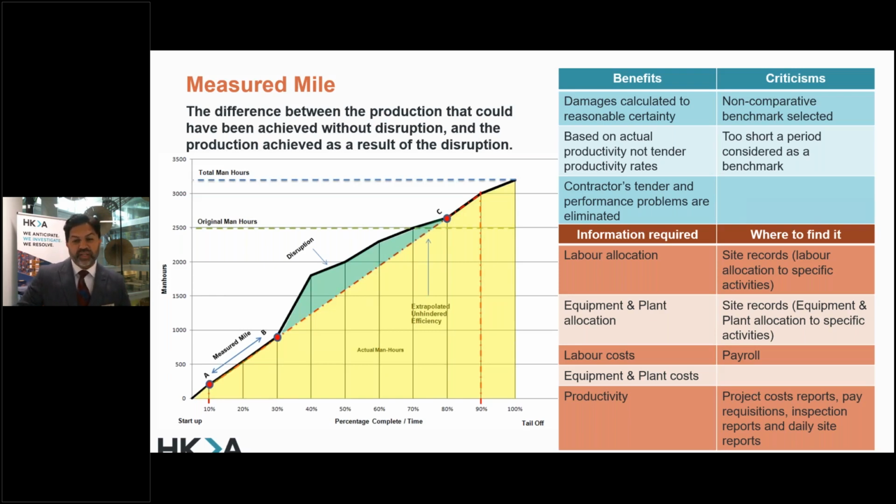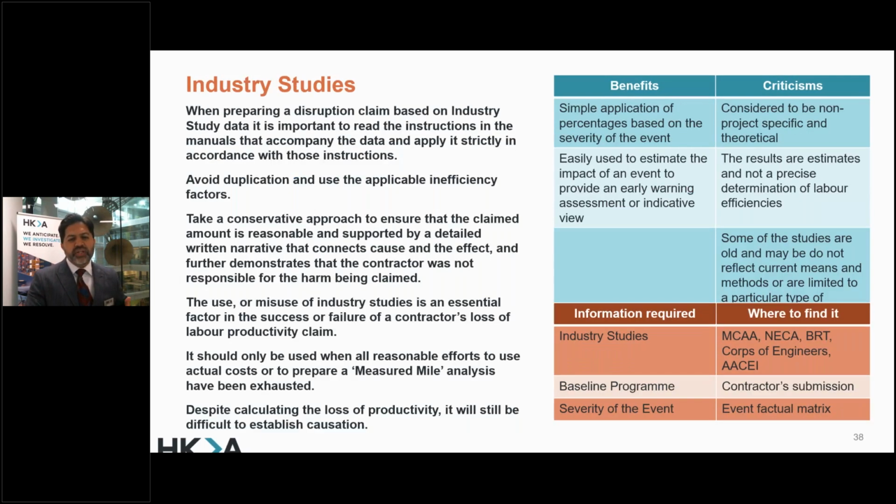Very important to have good productivity data on it, so you can then demonstrate non-comparative benchmarks, etc., and separate it out in order to justify your claim. There are lots and lots of industry studies carried out in a number of expert reports, etc. We would use BCIS schedules, etc., to say what the cost would have been. And industry studies, again, we should only be doing once we've reasonably done, say, earned value analysis that didn't result in a good way, or measured mile has been exhausted. Only then we look into that.